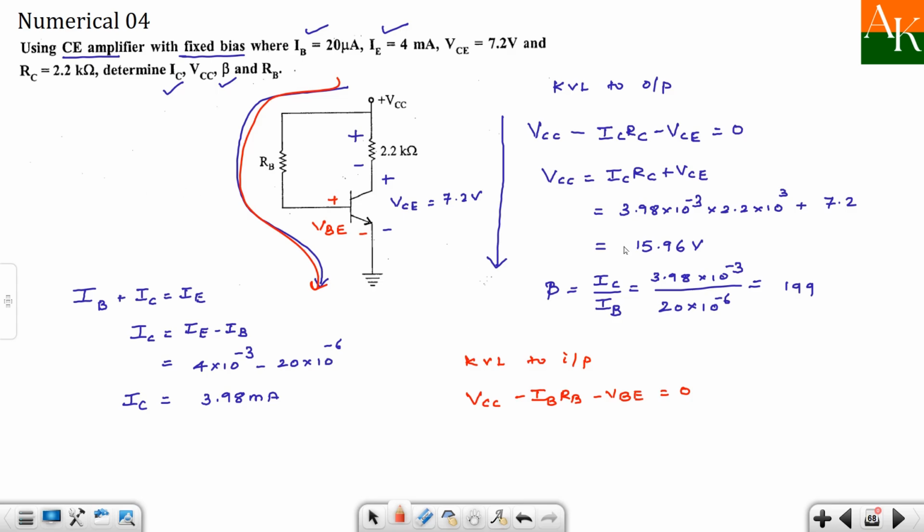VCC kitna diya hai? Sorry, VCC aapne calculate kiya hai 15.96. IB maalum hai aapko 20 microampere. So 20 into 10 to the power minus 6 into RB. और VBE तो आपको असयूम करने का रहता है, that is 0.7 volt is equal to 0. सो RB इज द ओनली अननोन एंड यू कैन इजीली कैलकुलेट RB. RB टर्न्स आउट टू बी 762.8 किलो ओम. सो वी हैव कैलकुलेटेड ऑल दीज फोर वैल्यूज.